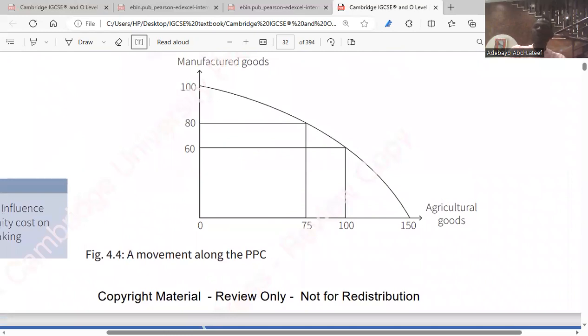So if we are producing more of agricultural goods, it means we produce less of manufactured goods. 150 of agricultural goods will give us zero of manufactured goods. 60 of manufactured goods will give us 100 of agricultural goods. When we increase from 60 to 80, we reduce from 100 to 75. So there's always an opportunity cost throughout the movement along the curve of the PPC. Is it clear? Yes.